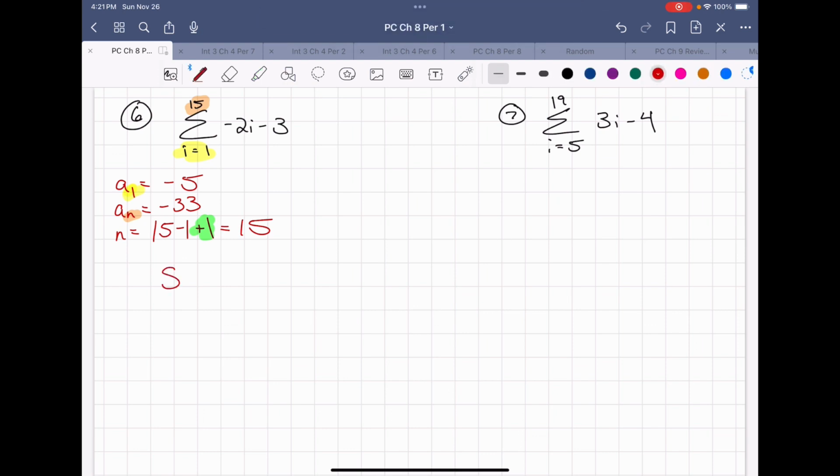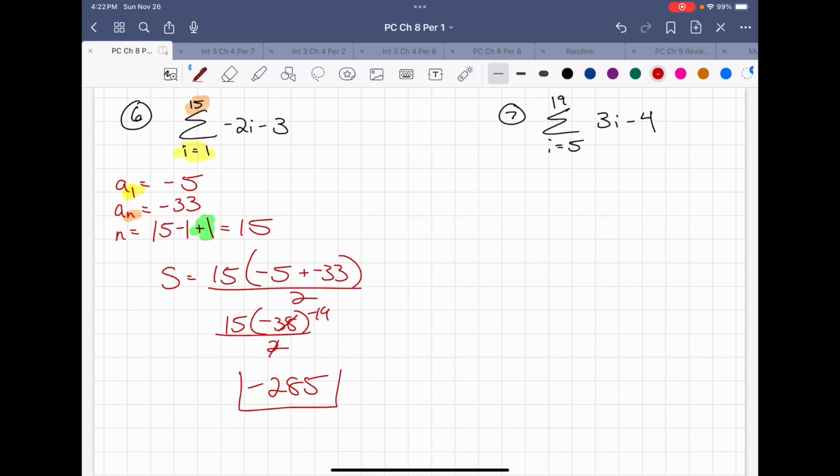So then S is equal to the number of terms, the first term plus the last term, divided by 2. This one doesn't work out as easily to try to reduce by hand. This is 15 times negative 38 divided by 2. Negative 38 divided by 2 is negative 19. 15 times negative 19 ends up being negative 285. Try 7 if you haven't yet.